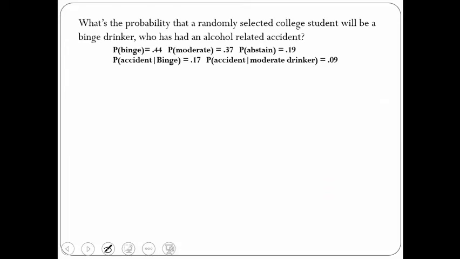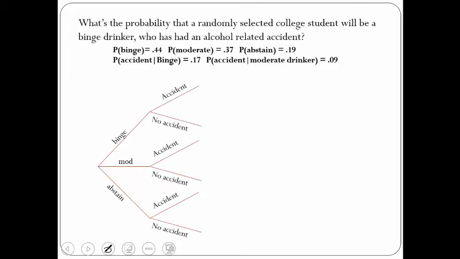So here's all of our conditional probabilities and original probabilities, and the question that we have to ask ourselves first is, as we set up our tree diagram, what has to happen first? Will they be drinking first, or will they have an accident? Common sense tells us that the drinking behavior has to occur before someone can have an alcohol-related accident. So we'll separate by drinking behaviors. From there, they could either have an accident or not. And now we're going to go through and put some numbers in here.